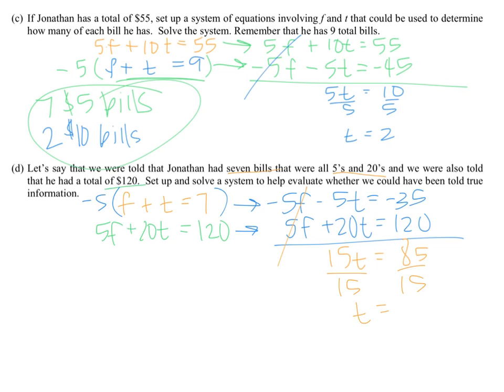And I end up with a decimal. My decimal is 5.6 repeated, or 5.7. I should come up with whole numbers. So since I should have come up with whole numbers, it is not true. So not true information.